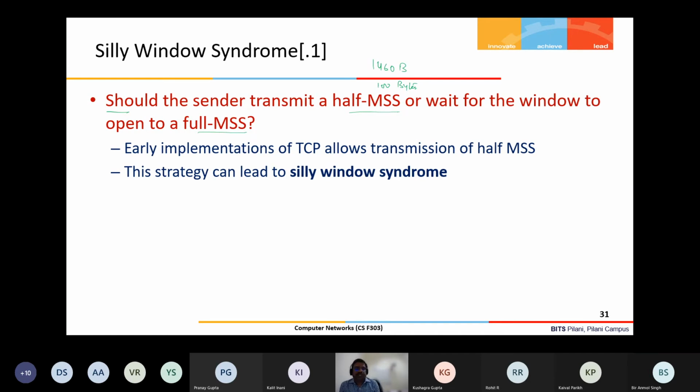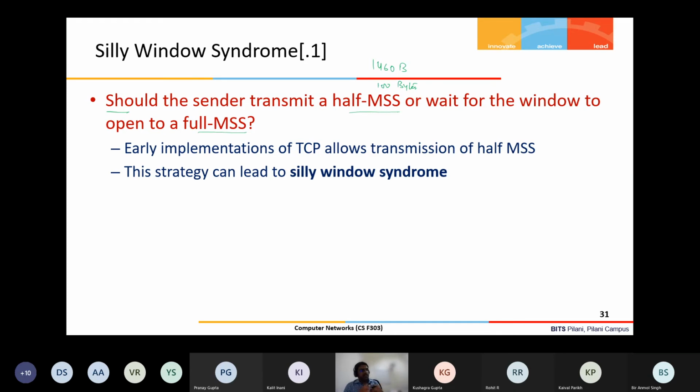So you know that it is not good to send small segments, because it reduces my throughput: per unit time, the data I am sending is less, so my sending rate, or throughput, will be less. So in place of that, it's better that I wait for some time, and then send larger segments.